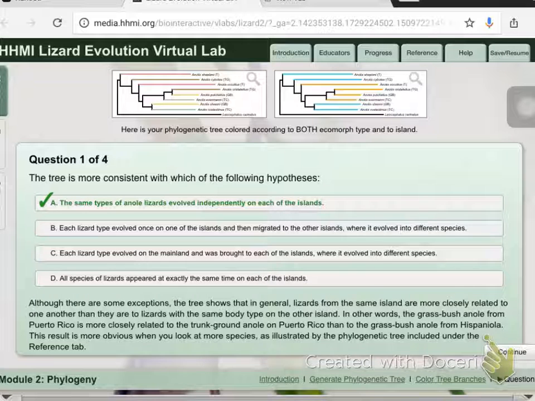When we look at both of these phylogenetic trees together, coded by ecomorph, coded by island, which tree is consistent with the following hypothesis? The same type of lizards evolved independently on each island. Yeah, we have really similar lizards on Puerto Rico and Hispaniola, but they're not the same species. Interesting.